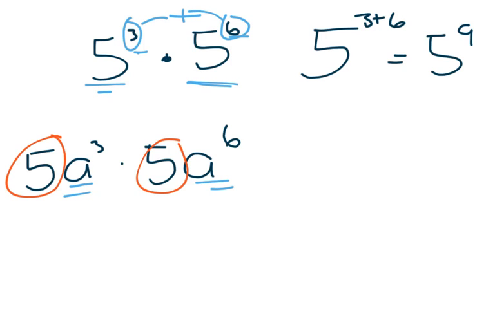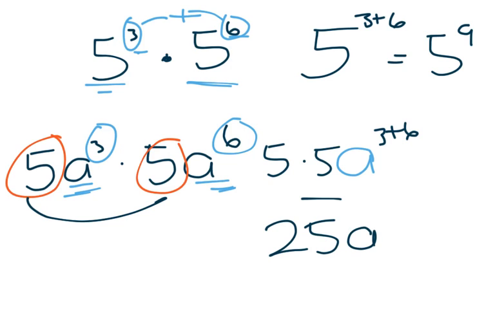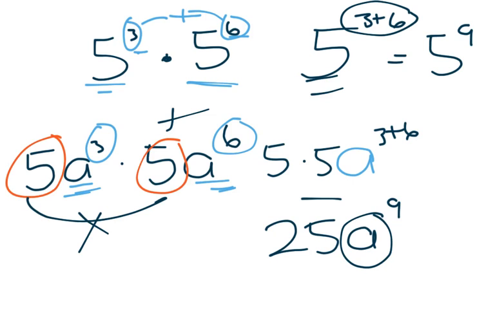So when you're multiplying them, the base stays the same. You still have a, and you can add your exponents, 3 plus 6, but you need to also multiply the coefficients. So this isn't going to be 5a, it's going to be 5 times 5. Okay, so your final answer is going to be 25a to the 9th. So remember, if you have a letter, that means you need to multiply the big numbers and add the little numbers. If you don't have a letter, then the number stays the same and you just add the little numbers.